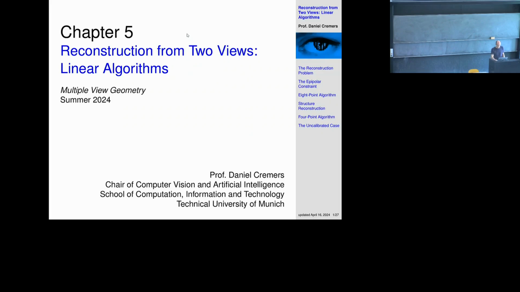So linear algorithms really means that we can deploy linear algebra techniques to solve the problems that we're interested in. And the complementary technique of nonlinear optimization basically means that you can no longer run eigenvalue solutions, but you have to devise more sophisticated, iterative numerical solvers. So this is about linear algorithms.